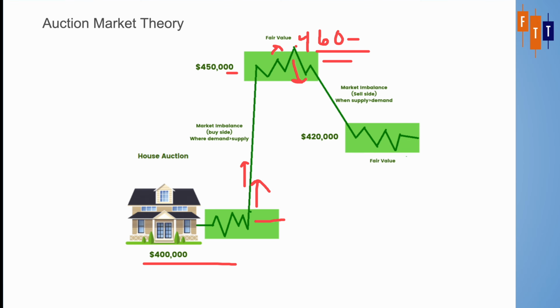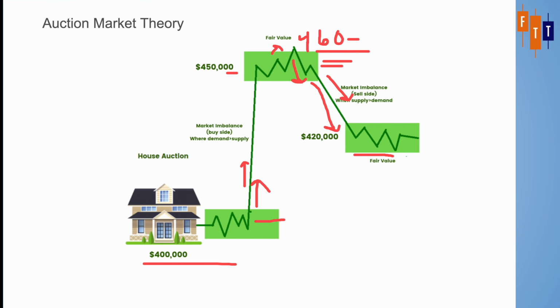The last buyer has bought, and in order for trade to be facilitated, the market will have to move down to attract new buyers at lower prices, and then you would have to come down to $450. In the stock market, it just moves down and establishes a new fair value. You have a market imbalance on the sell side, right? Let's say the supply exceeds demand. No buyers want to pay $450. COVID is overvalued. They want to pay down at $420. Then the market will move down and facilitate trade down here at a lower price.